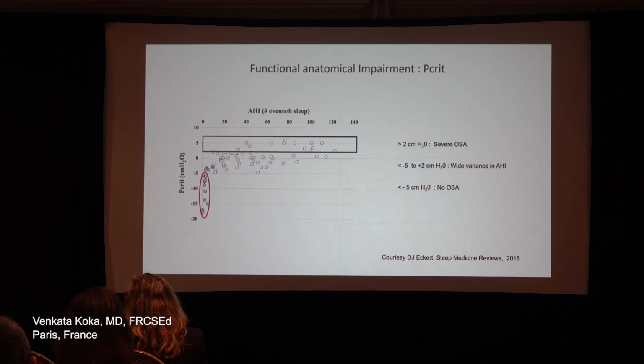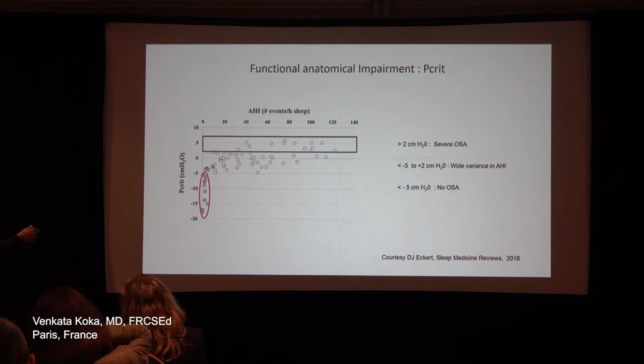Functional anatomy is usually measured by the Pcrit, the pharyngeal critical closing pressure, where at a certain pressure there is zero airflow. It differs from person to person. It's difficult to understand, because once you put all these Pcrit values on the y-axis, you have a graph in this way. Here, between -5 and -20, collapsibility is less. The patient has no OSA, and if it's around atmospheric or above, yes, severe OSA.